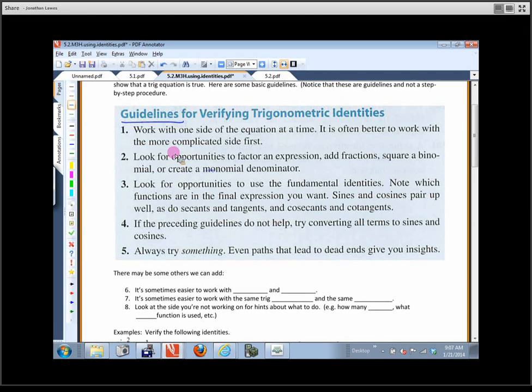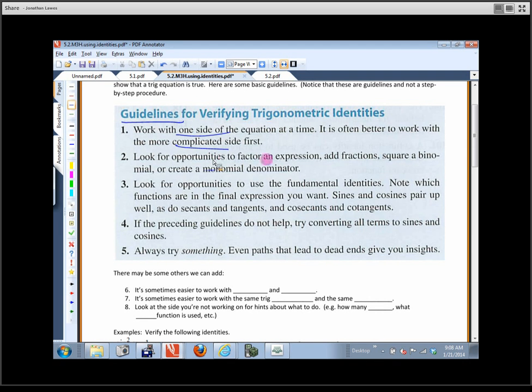So the first guideline is this, and this is what the book has, and then I've got some other guidelines that I'll put down below. Work with one side of an equation at a time. Generally speaking, we're going to pick the more complicated side, and we're going to make it look like the simpler side. Now, there are books that say it's not correct to work on both sides, and then there are other books that say it's okay to work on both sides, and you'll see what I mean when we get there. Generally speaking, it's best if you do all your work on one side. Pick the complicated side and make it look like the simple side.